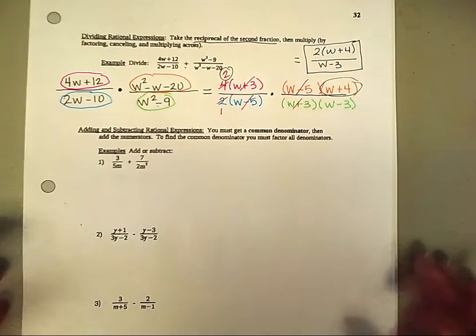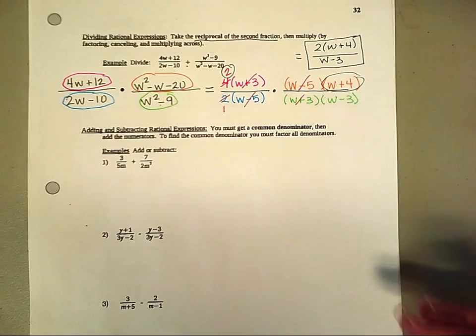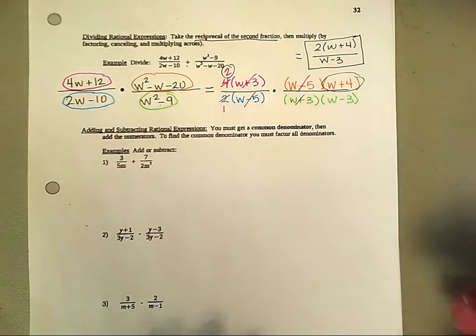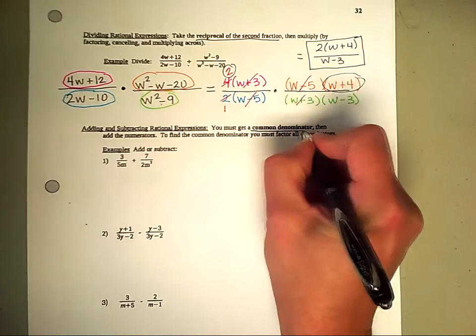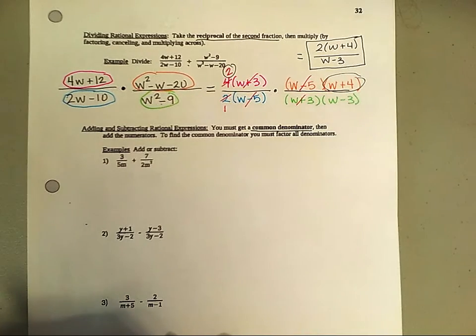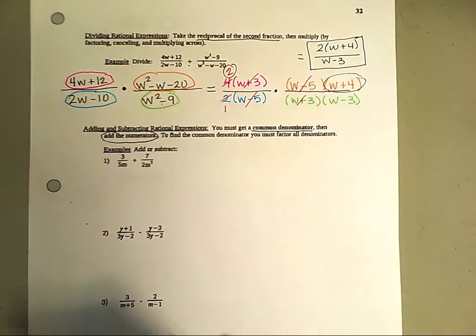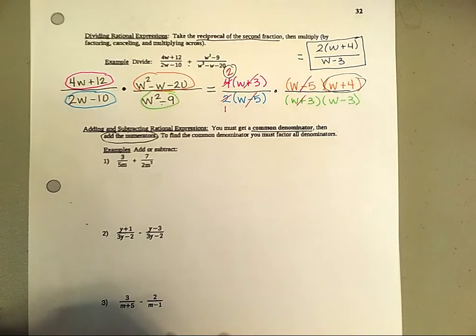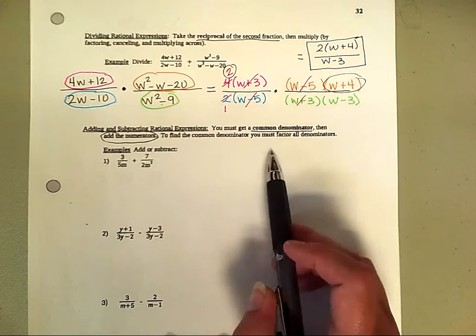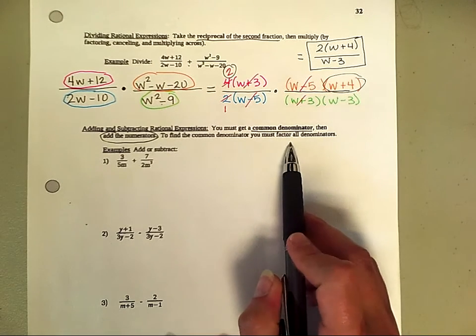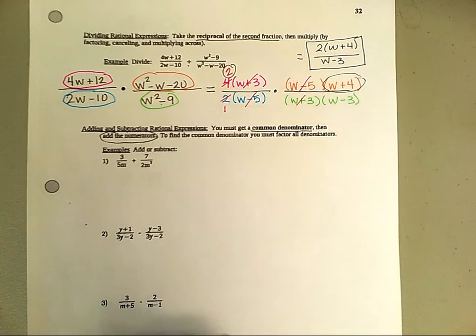Okay. And then adding and subtracting rational expressions is the same thing as adding or subtracting fractions. To get that, you need a common denominator. Okay? Once you have the common denominators, then you can add the numerators. With rational expressions, though, we're going to need to know the factors of all denominators. So if they're not factored, we'll need to do this.